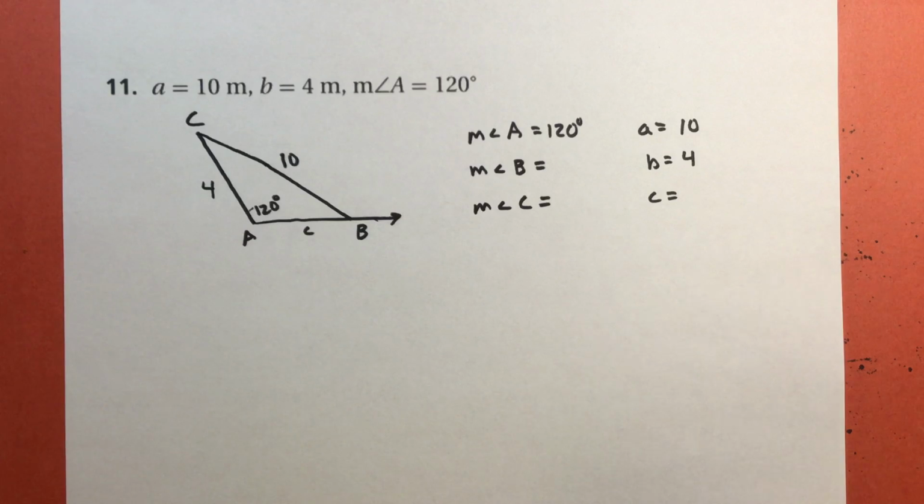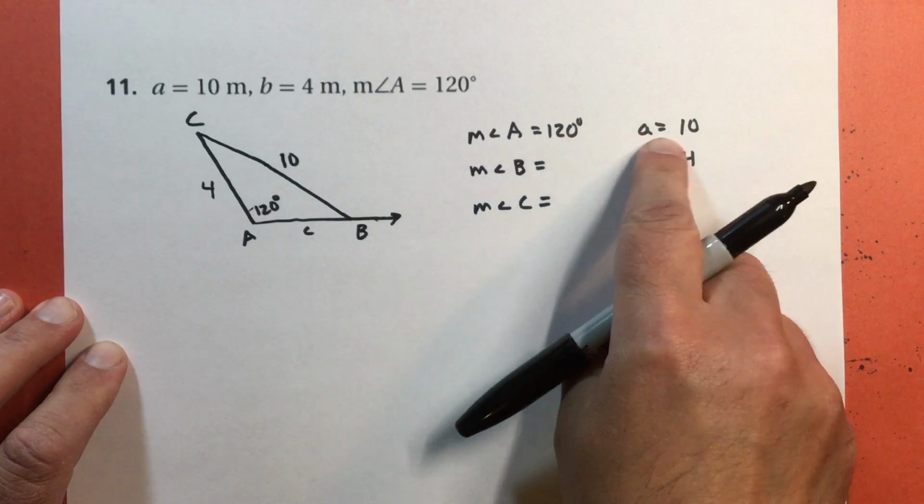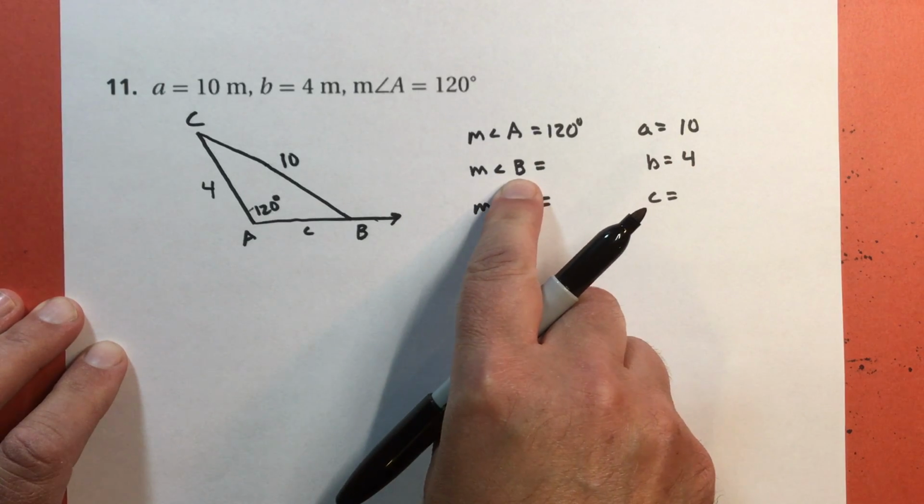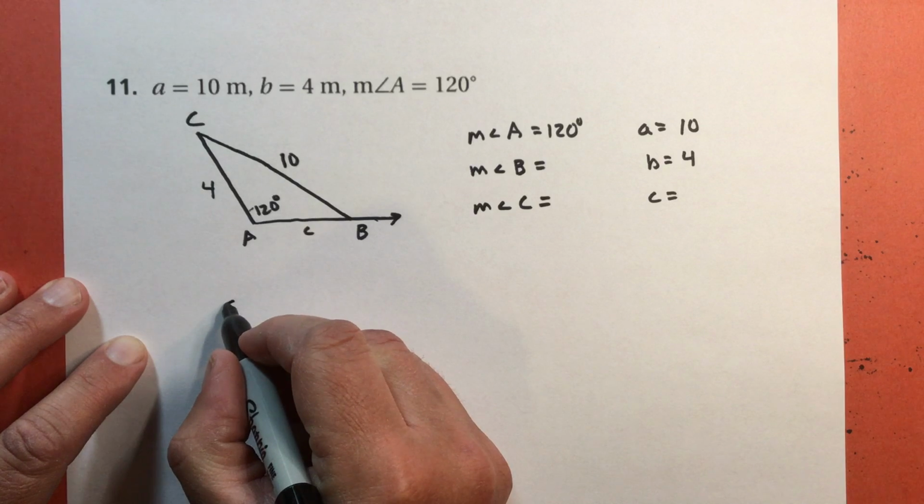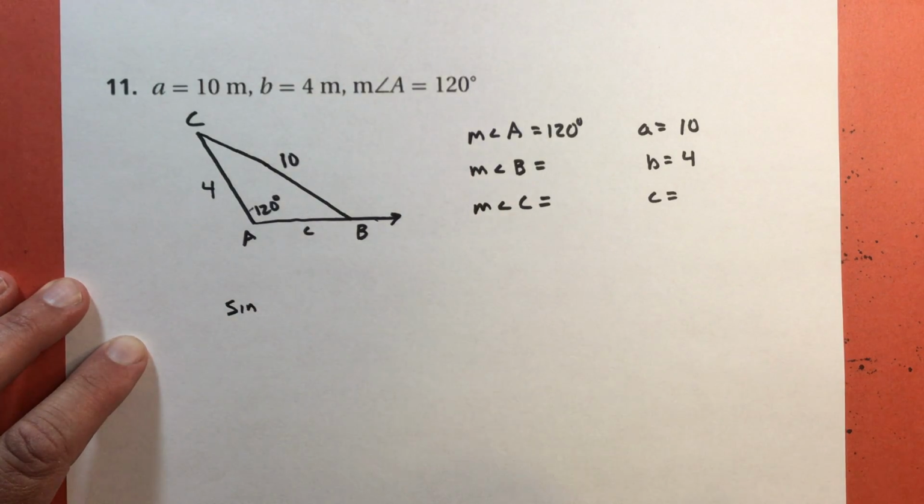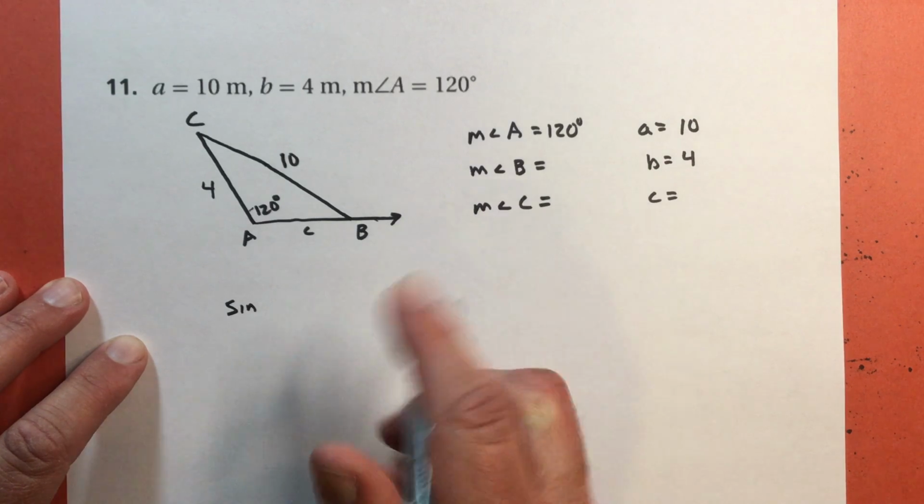Okay, so I'm going to use the law of sines. First, I've got an angle and its opposite side. First, I'm going to find this angle because I've got that side. So this time I'm going to use the law of sines the way it's originally written, because the unknown is going to be the sine of angle B.